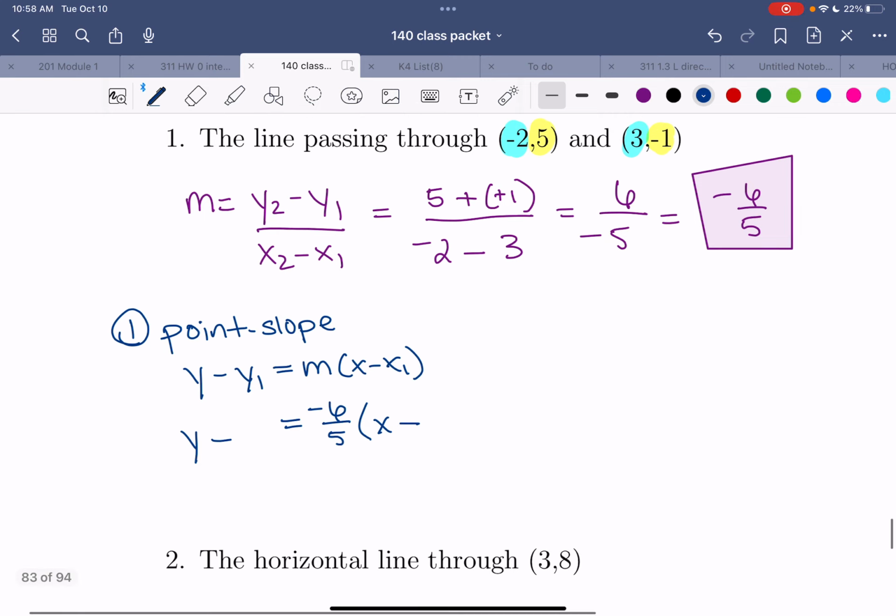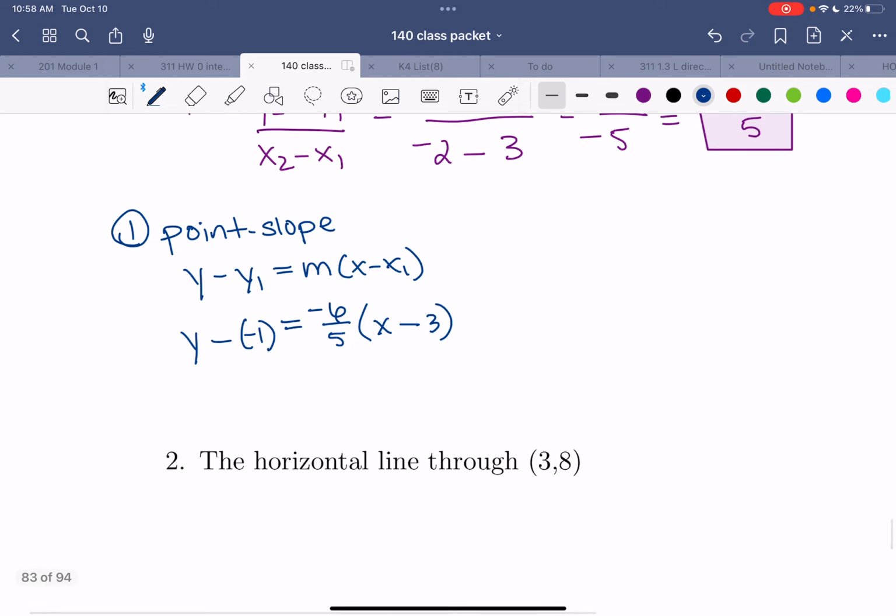Doesn't matter which, it'll come out exactly the same regardless of which you pick. So I'm going to pick the second one. I'm going to use the 3, -1. So my -1 is the y value, so the -1 goes here, and the 3 goes over here. And then if I want to solve it for y, because I want it in y equals, I'm going to go ahead and make this plus, add the opposite, right?